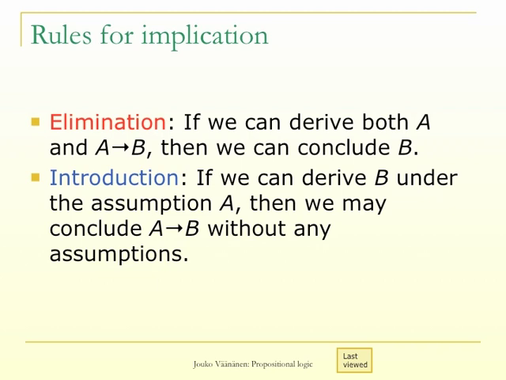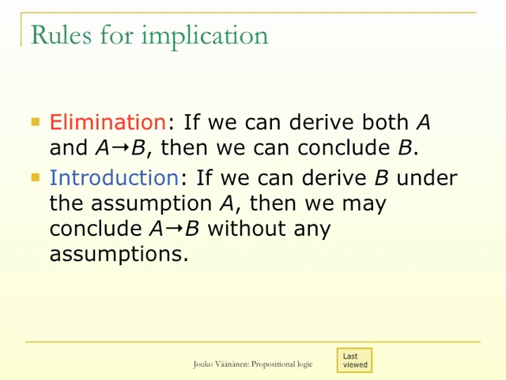The content of the implication elimination rule is that if we have derived both A and A implies B, then we can conclude B. This is how we think of implication A implies B. We even read A implies B as if A then B. So if we have A, we should indeed conclude B.